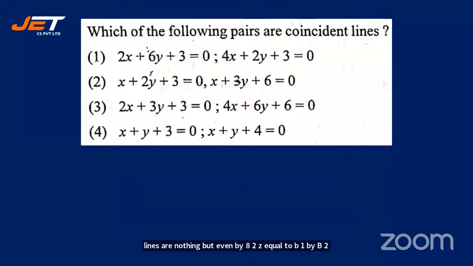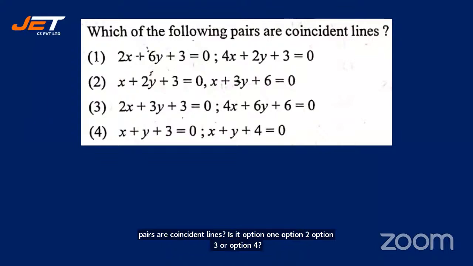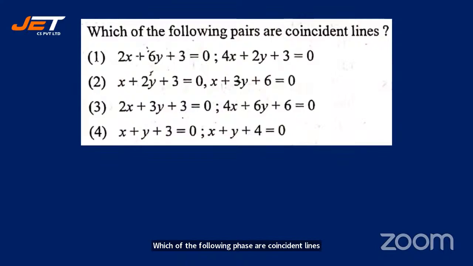Which of the following pairs are coincident lines? Is it option 1, option 2, option 3 or option 4? Which of the following pairs are coincident lines? Is it clear? So it means A1 by A2 is equal to B1 by B2 is equal to C1 by C2. How many are going to give me the right answer? Yes, Chetan, you're right. Mahesh, check your answer. Mahesh, now you're right. Kumari, you're right. Manasa, everybody is giving me the right answer.